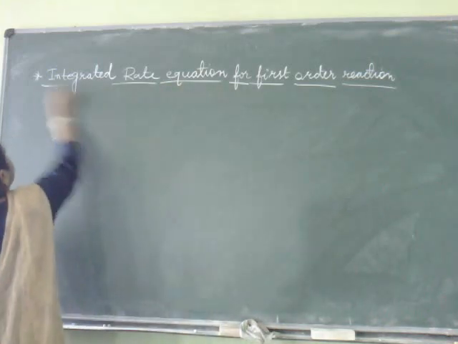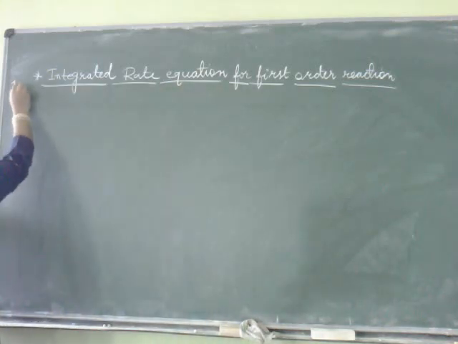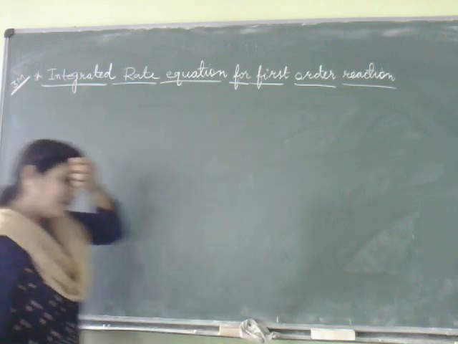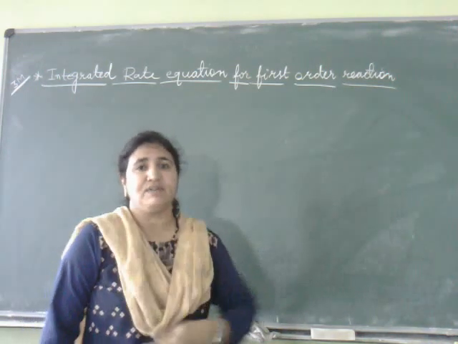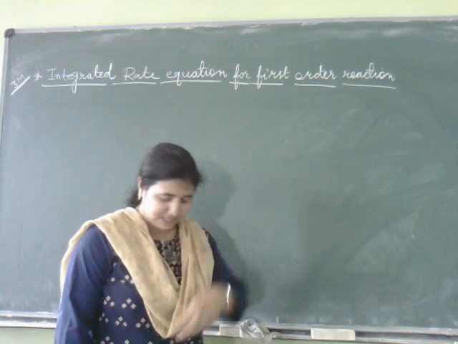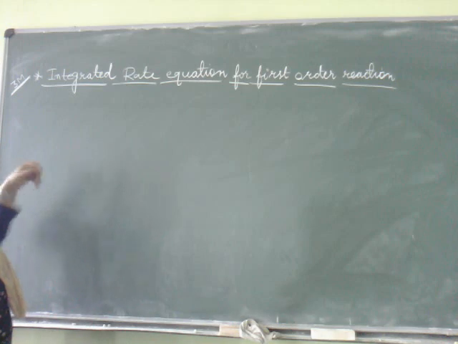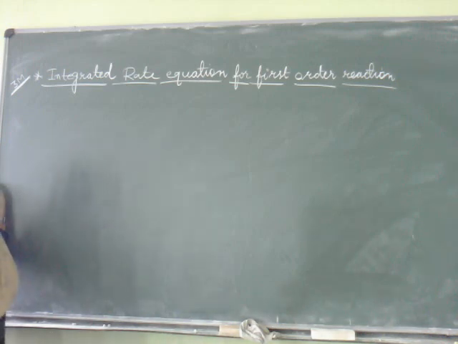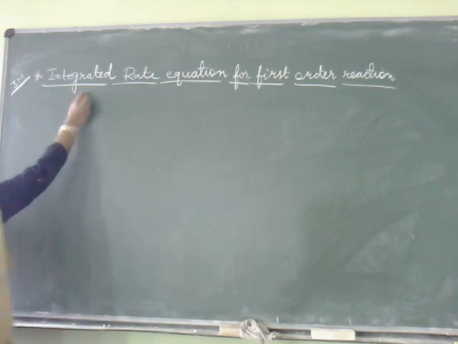In the exam, theory will come for 3 marks every year, compulsory. It is a compulsory question, either the zero order integrated rate equation or the first order integrated rate equation. Every year it will come for 3 marks. So the same procedure we used for zero order, we have to follow for first order reaction.